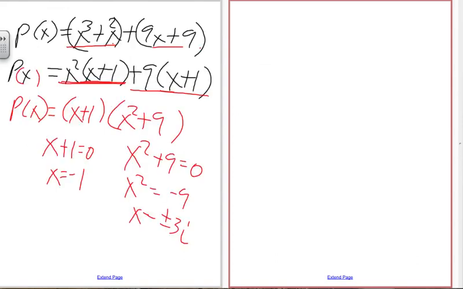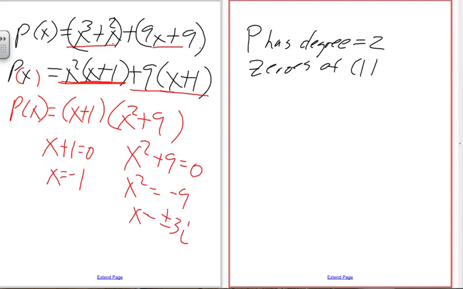So the last skill you're going to need is finding a polynomial with integer coefficients. And they're going to give you something like p has degree equal 2, which means it's a quadratic, the highest power you have. And you have zeros of 1 plus i, and since it has real coefficients, the conjugate is also going to exist. So 1 minus i. So we need to find this thing.